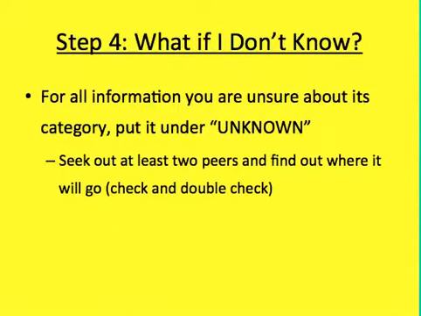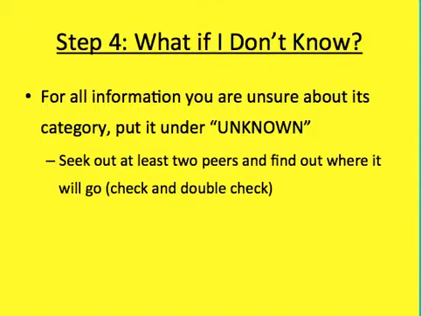Step 4. What if I don't know? For all information that you are unsure about its category, just put it under I don't know or unknown. But then you need to seek out a peer or two, at least two, and find out where it should go. Check and double check. If you have two separate answers, ask a third person, a fourth.